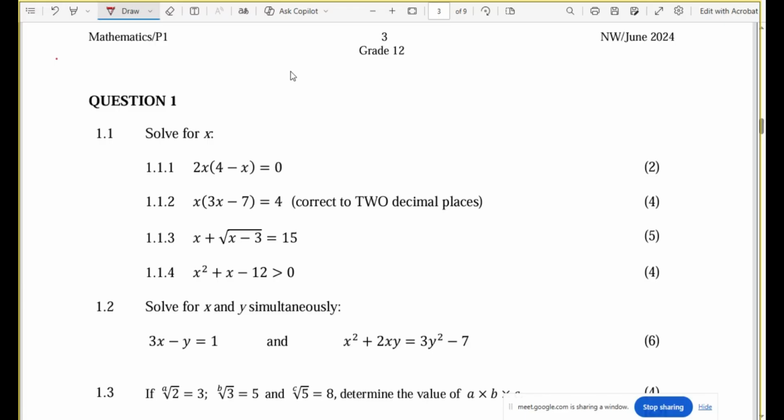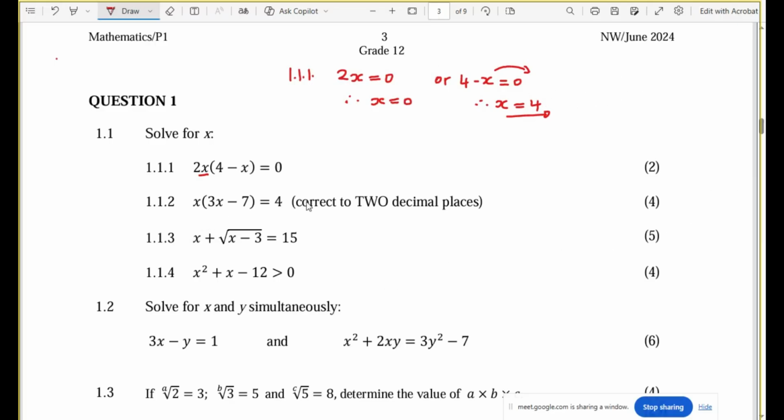So if you want to answer 1.1.1, you just take the first term of the bracket, which is 2x, equate that to 0 and solve for x. You divide both sides by 2, which gives x to be 0. Then we can take whatever we have inside the bracket, which is 4 minus x, and equate that to 0. Then solve for x. The x will come to this side to be positive, therefore x is 4. You get 1 mark for x equals 0 and 1 mark for x equals 4.